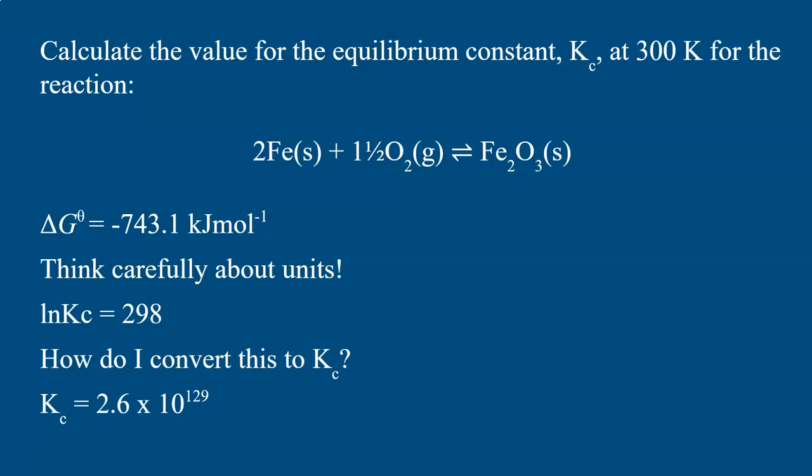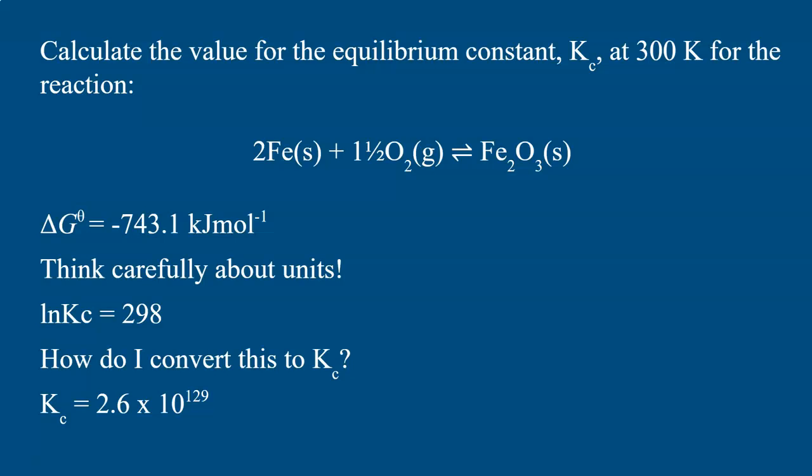So here's a for instance. Calculate the value of the equilibrium constant Kc at 300 K for the reaction as shown. You've got a value for delta G given there, and I've asked you to think carefully about the units. So please plug that in, and I'm looking at my answer with a degree of suspicion here. First time round I've got 298 as the value for natural log of Kc.